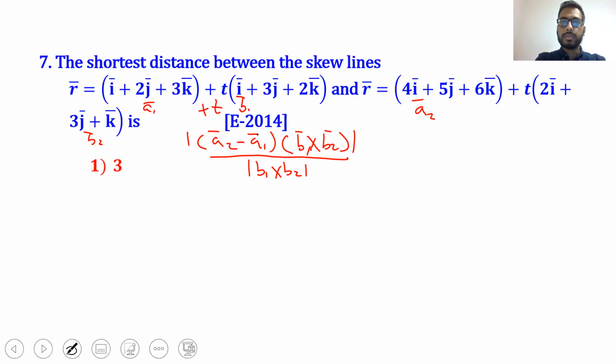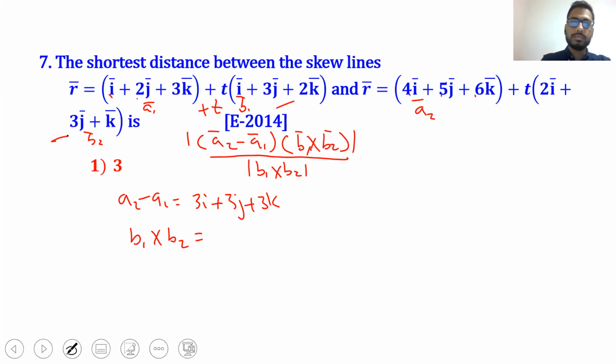How can I get A2 minus A1? Simple. So from 4 minus 1, that's 3. 5 minus 2 is 3. And 6 minus 3 is 3. Therefore, I can say that A2 minus A1 is equal to 3i plus 3j plus 3k. What else am I going to need? I'm going to need B1 cross B2. How can I get B1 cross B2? Cross multiplication between B1 and B2.